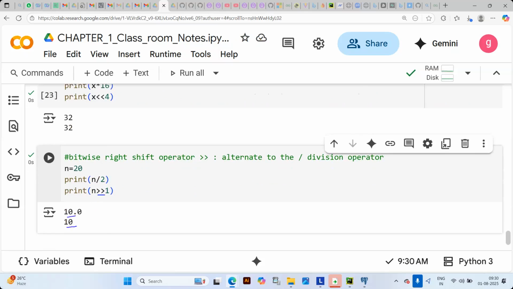How exactly is it happening? Let me take an example here. This is a binary value and 20 is a decimal value. The binary equivalent of 20 will be 1, 0, 1, 0, 0.